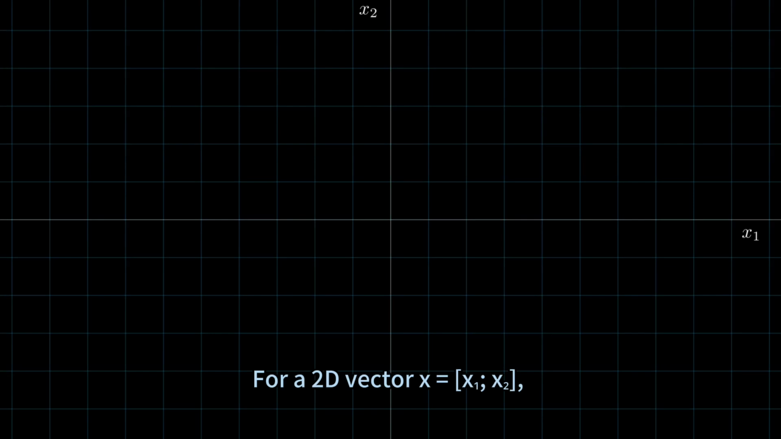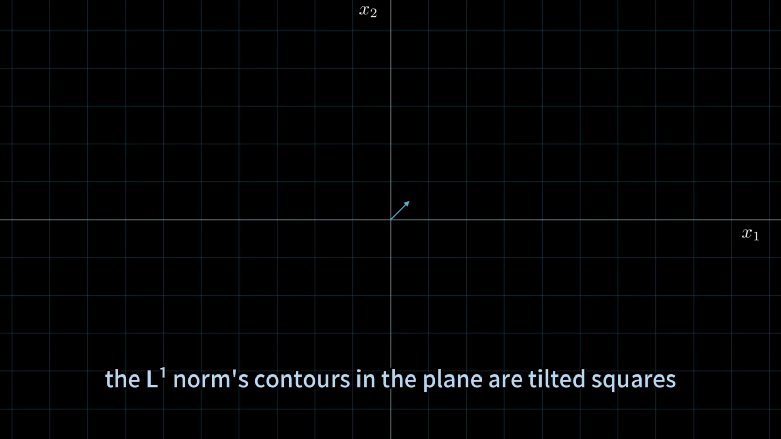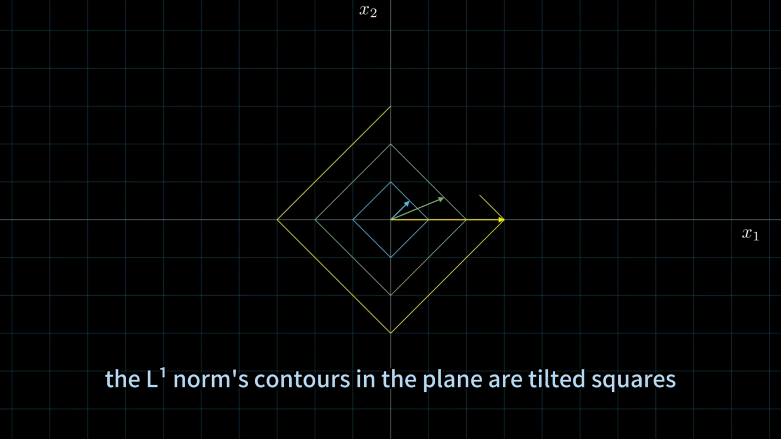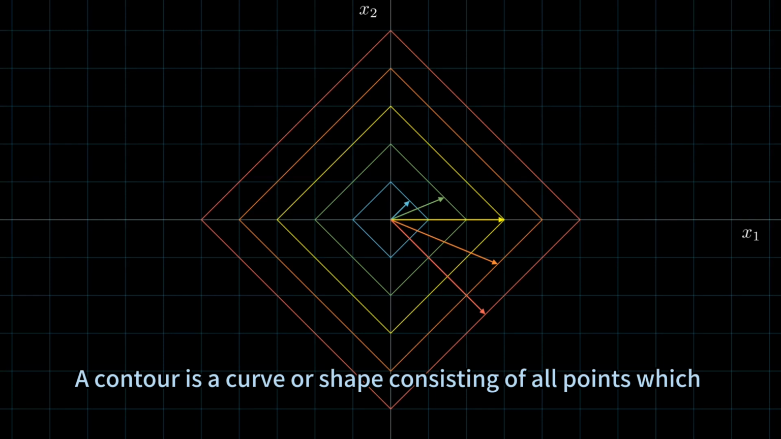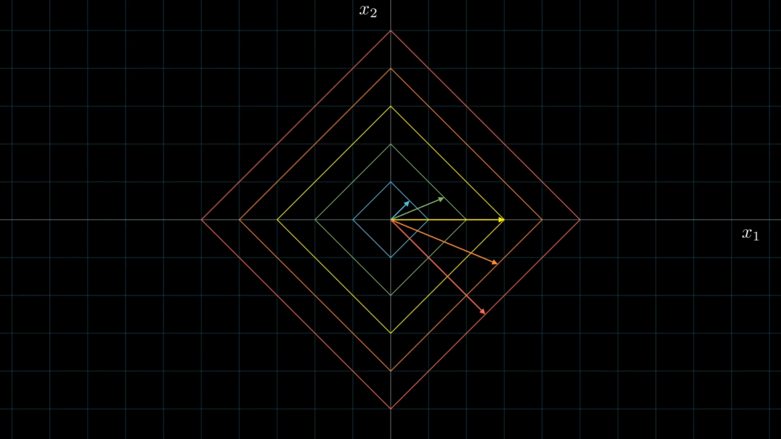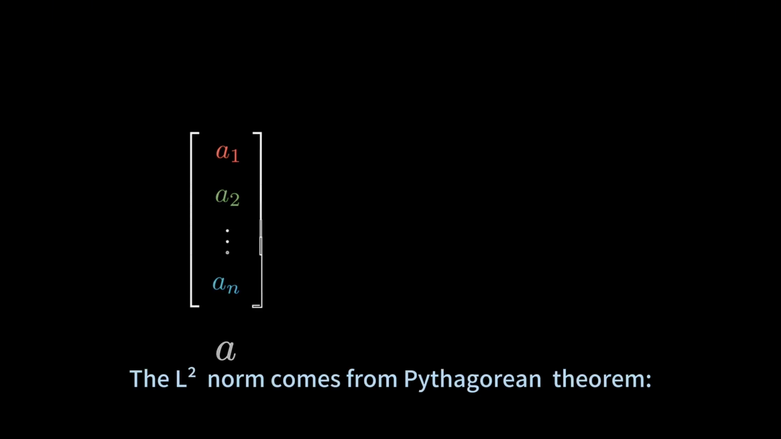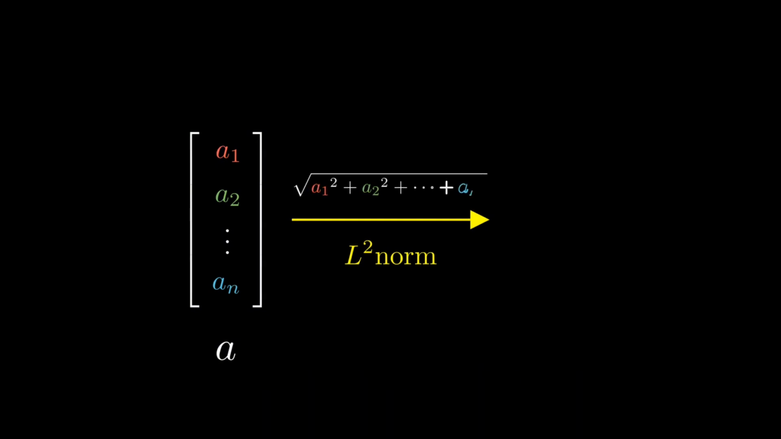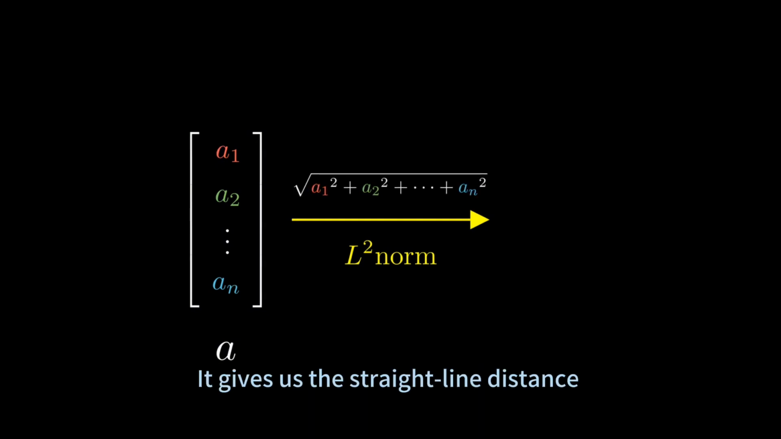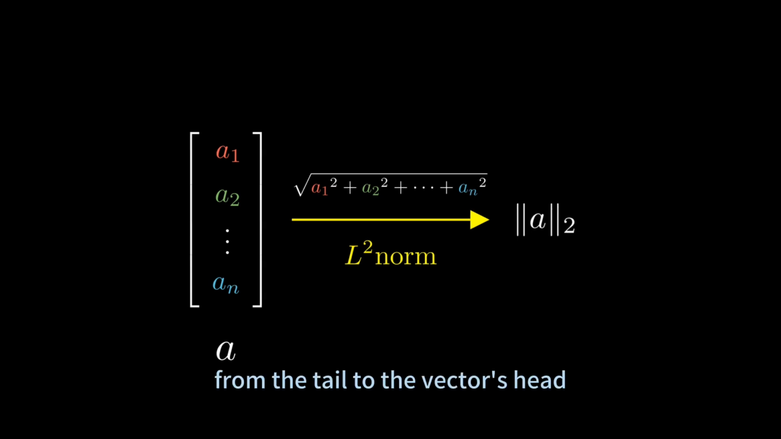For a 2D vector x, the L1 norm's contours in the plane are tilted squares. A contour is a curve or shape consisting of all points which are at the same distance from the origin under a given measure. The L2 norm comes from the Pythagorean theorem. Square each component, add them up, and take the square root. It gives us the straight line distance from the tail to the vector's head.